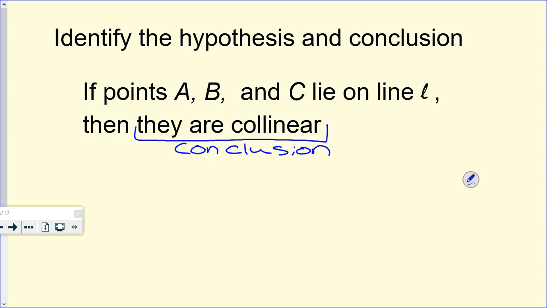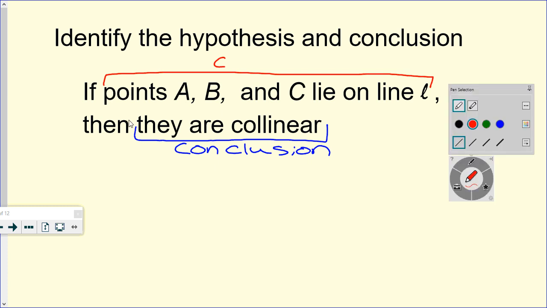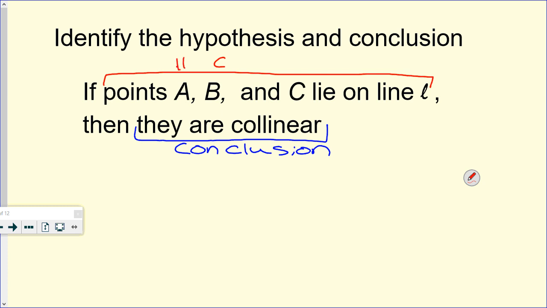Yeah, we don't include if, so we start with points A, B, and C lie on line L. So our hypothesis, or the conditions here, are points A, B, and C lie on line L. Oh, that's hard to say. I want to write hypothesis. Hypothesis. Our conclusion is what we're defining. Our hypothesis is what has to happen before we can define something.